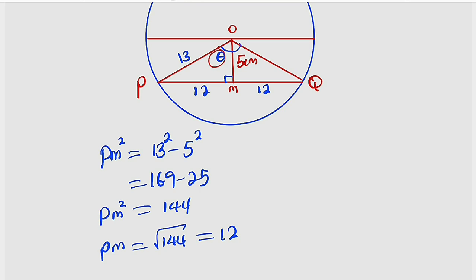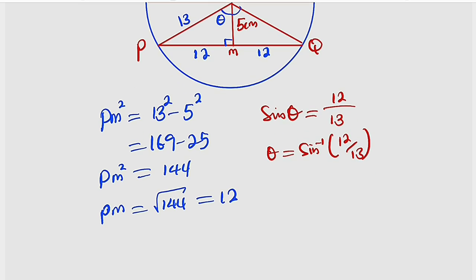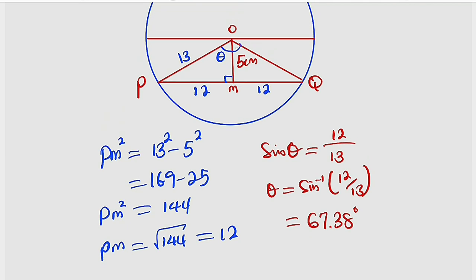Since we are looking for this particular angle, we can say that sine of that angle is equal to opposite to that angle, which is 12, divided by the hypotenuse, which is 13. So the angle will be equal to sine inverse of 12 divided by 13. And sine inverse of 12 divided by 13 is equal to 67.38 degrees. So this is just theta. But what about the other theta?